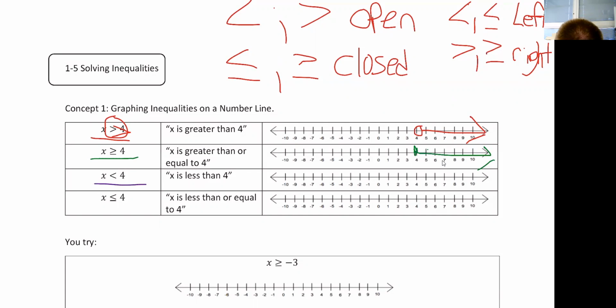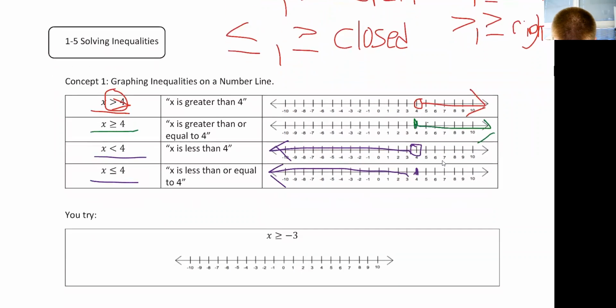Our next one, we have x is less than 4, so that would be an open circle. And since it's less than, or pointing towards the left, you would shade towards the left. Similarly, with our last one, it's less than or equal to, so it's going to be a closed circle, and it's also pointing towards the left, so you shade that direction. So when you get your answer, you're going to have to plot it on the number line you'll see today when you're trying some problems.